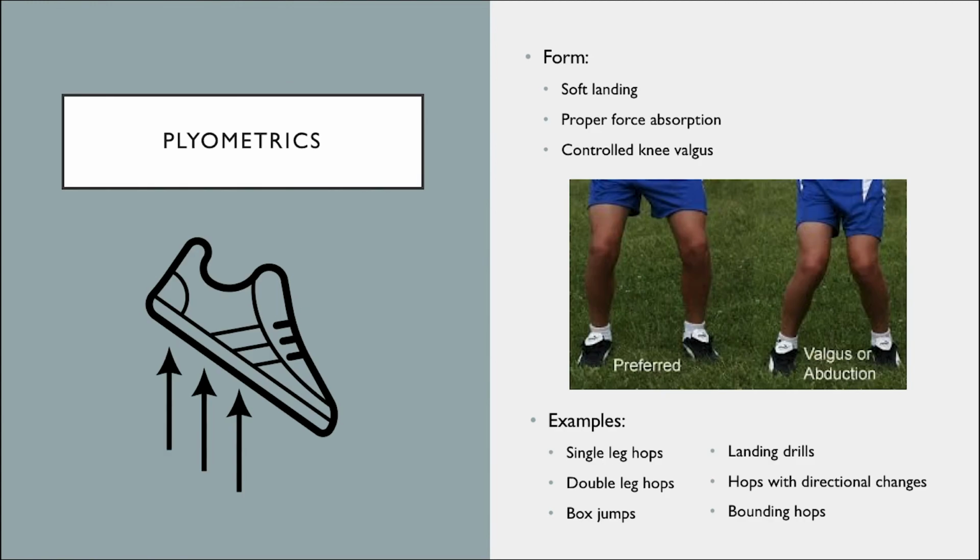Next is plyometrics. So we're talking about any kind of jumping and especially the landing component of this training. In this picture, you can see on the side where the player's knees are caving in. So he's showing that dynamic knee valgus, the adduction at the hips. That is a position that places you at an increased risk for an ACL tear.